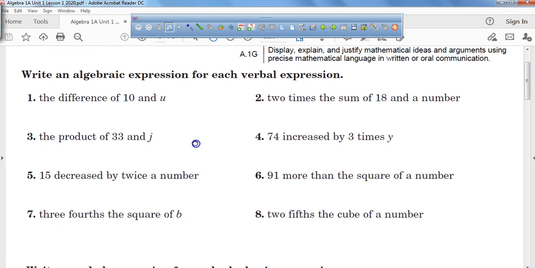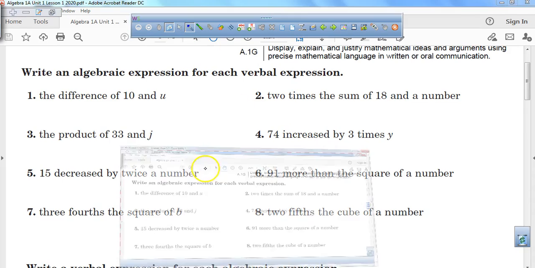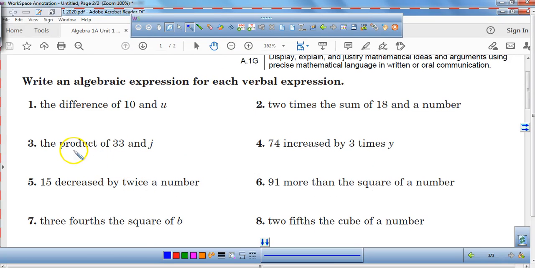Now let's move on down here. We'll do a couple more, just as some examples. Now if it says the product, that means multiply. So the product of 33 and j means we have to multiply 33 times j. When you multiply a number and a letter, that becomes combined as so: 33j. 33j means 33 times j.